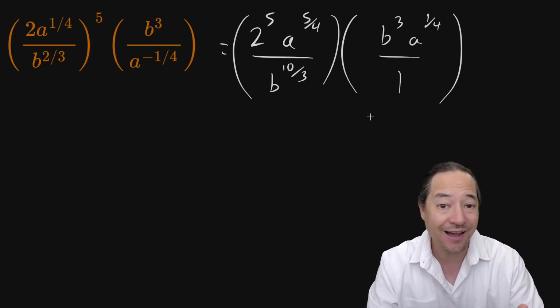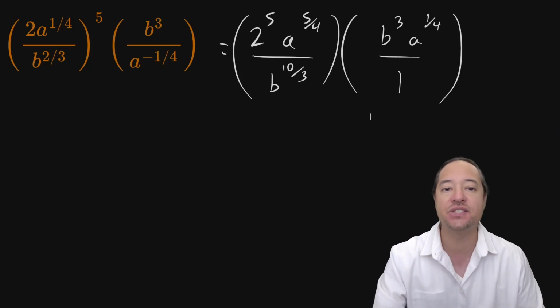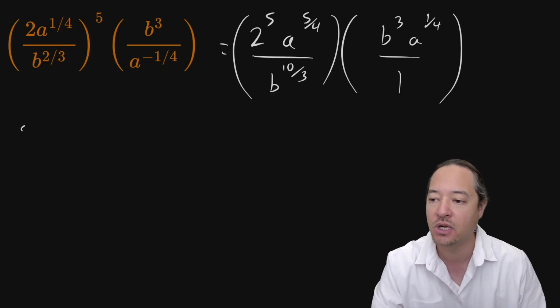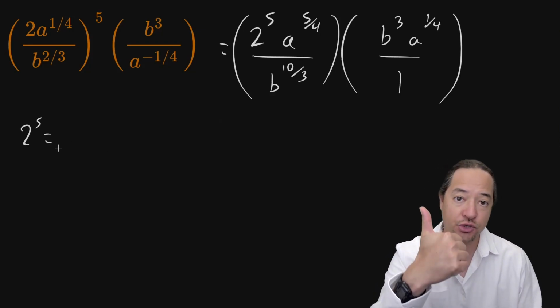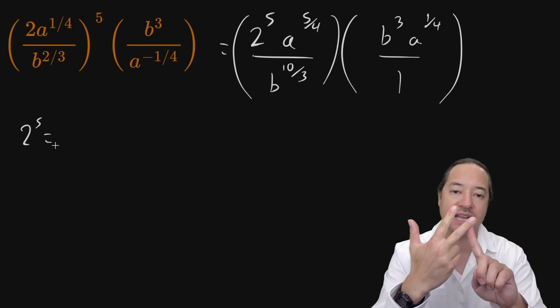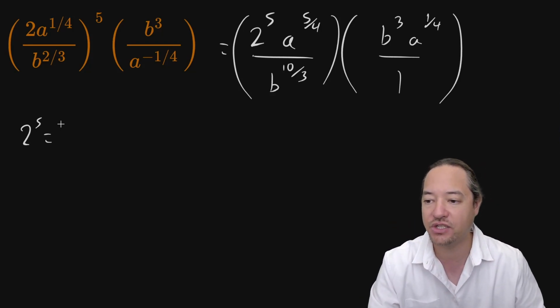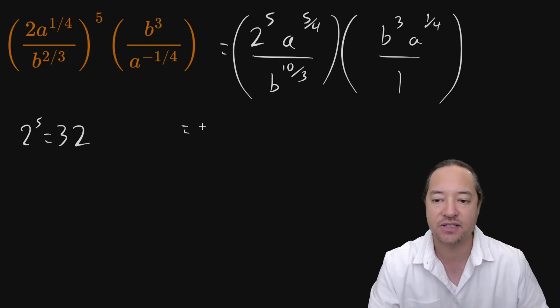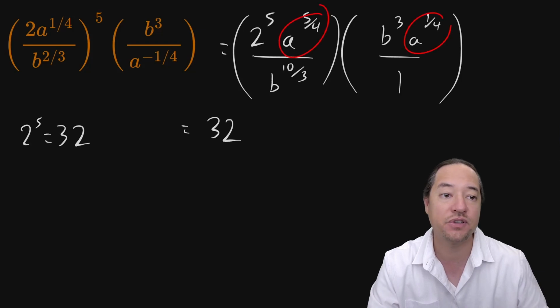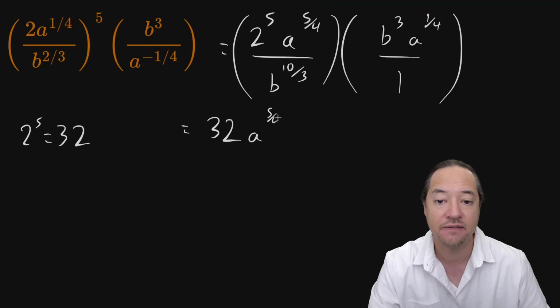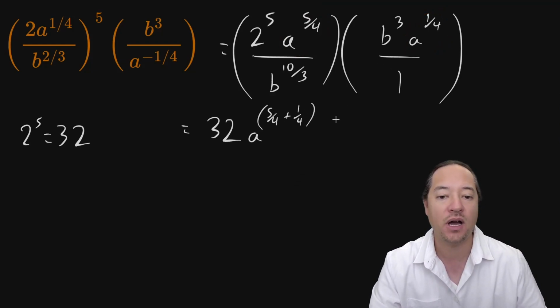All right, so now I can try and combine these two terms together and multiply them together. Well, first of all, 2 to the 5th power, what's that equal to? 2, 4, 8, 16, 32. Okay, so that's going to give me 32. So let's just write down this is equal to 32, and now essentially I have this a to the 5/4 and an a to the 1/4, so I have to add these together, right? So this is a to the 5/4 plus 1/4, right? That's what that becomes.